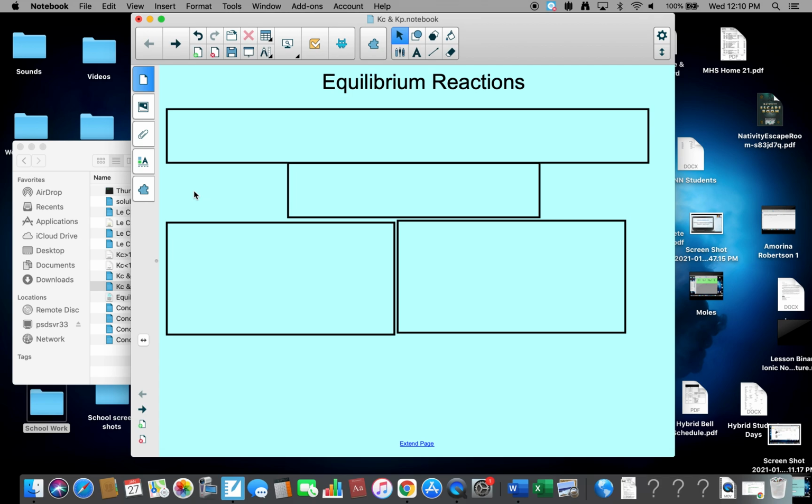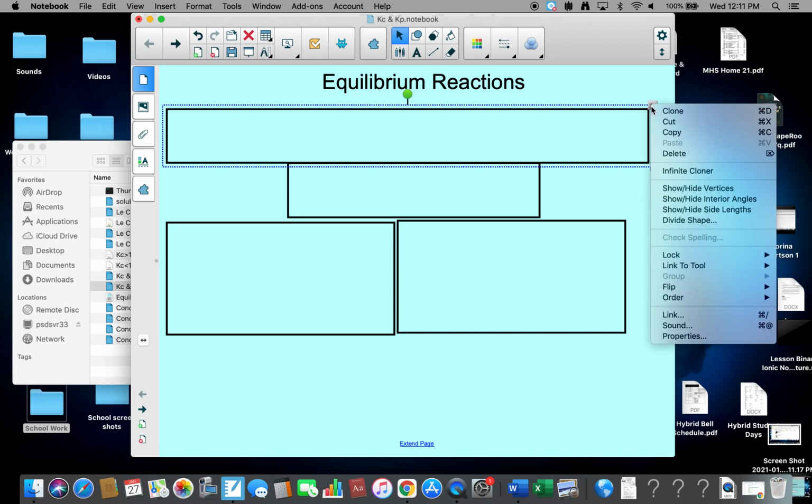Well, chemistry, we're looking at equilibrium reactions. Yay! What are equilibrium reactions? We did cover these last year, but it was during the shutdown, so who knows if we recall.